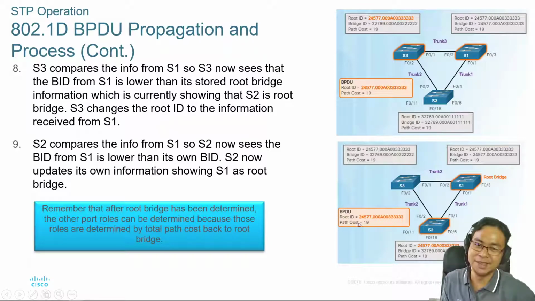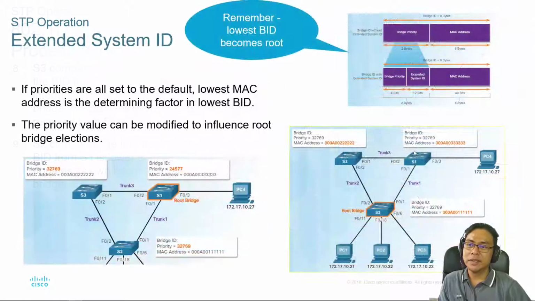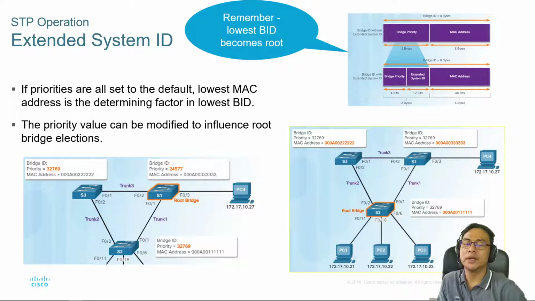So that's what happened. I took a shortcut because I've already explained it to you a while ago. Okay. So any questions? So always remember, it's written up there: lowest bridge ID becomes the root ID. Okay? So in this case, 24577 is the winner. So it became our root bridge.